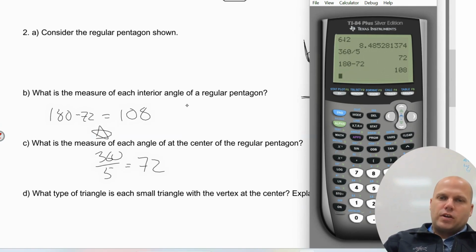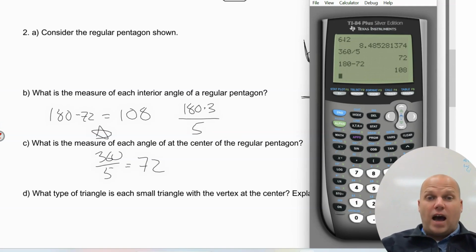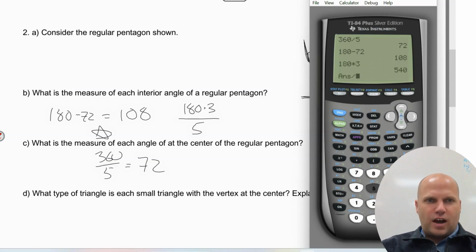Or you could have said, well, I'll have 3 triangles and I'm going to split that evenly into 5 angles. So you could have done 180 times 3 to get that the total sum is 540, and then divide that evenly amongst the 5, and you get that 108 as well.